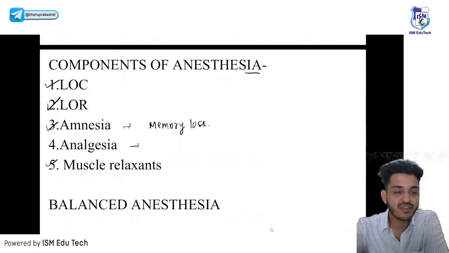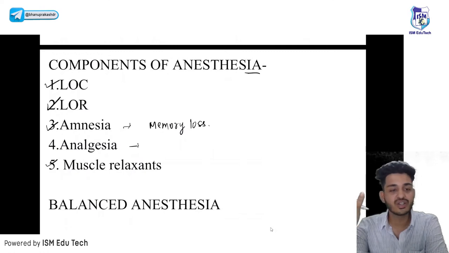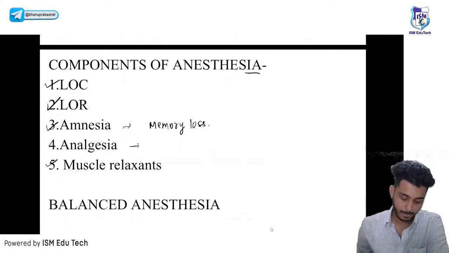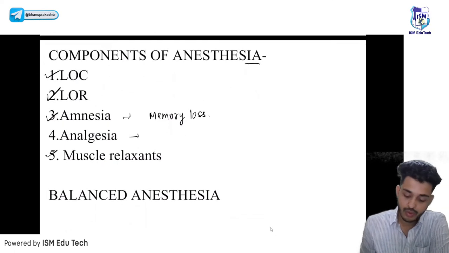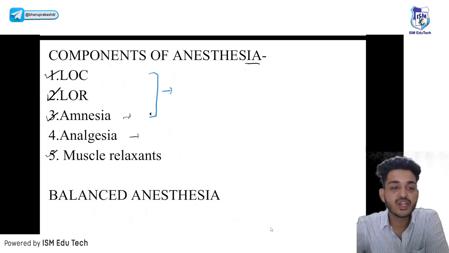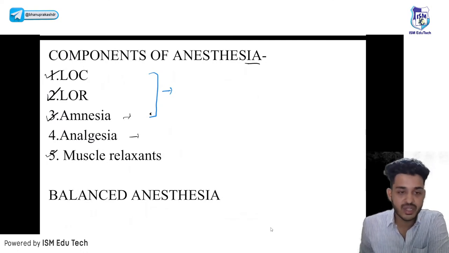So we have five components of anesthesia. Revise with me. First one is loss of consciousness. Second one is loss of reflex. Third one is amnesia. Fourth one is analgesia, and the last one is muscle relaxant. Okay, guys. Next. All the anesthetic agents that we are using, that have the capability to produce loss of consciousness, will produce all three things. Loss of reflex and amnesia will be there.